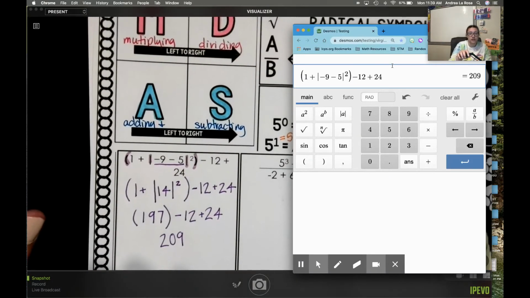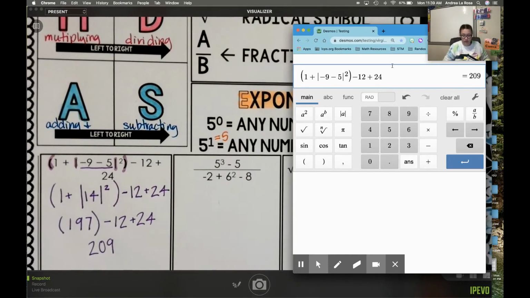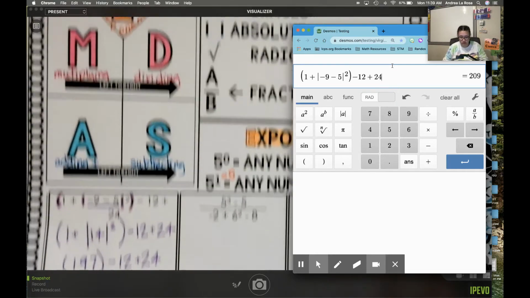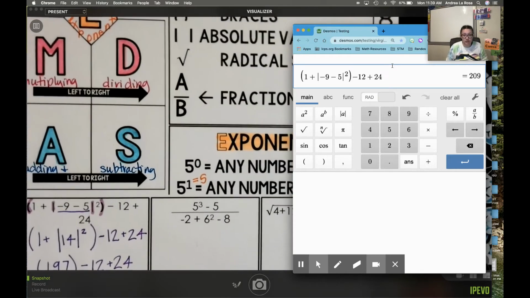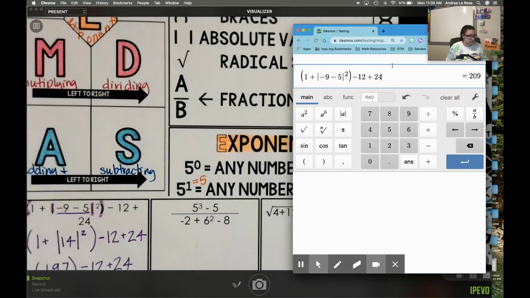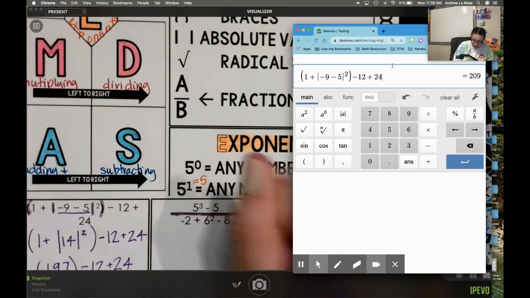Let's go ahead and go on to our next problem. Our next one, we have 5 to the third power minus 5 over -2 plus 6 squared minus 8. Again, going through our order of operations, what would we do first? Our grouping. What grouping do we have in this problem? We have that fraction bar as our grouping sign here.